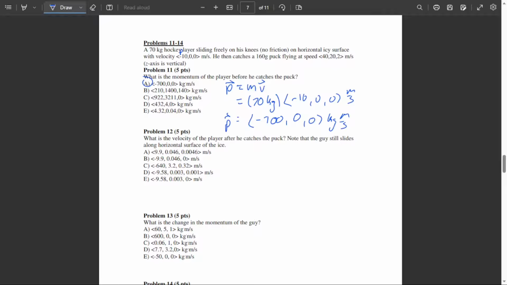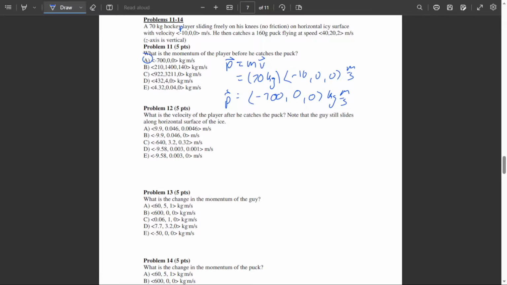Problem 12. What is the velocity of the player after he catches the puck? Note that the guy still slides along the horizontal surface of the ice. So, in order to calculate this, we're going to have to use conservation of momentum and treat this like a collision. So, what we're going to do is first calculate the momentum of the player and the momentum of the puck before they collide, and then we're going to add together their momenta, and then use that to find their new final velocity. So we already have the momentum of the player, we just need to calculate the momentum of the puck.